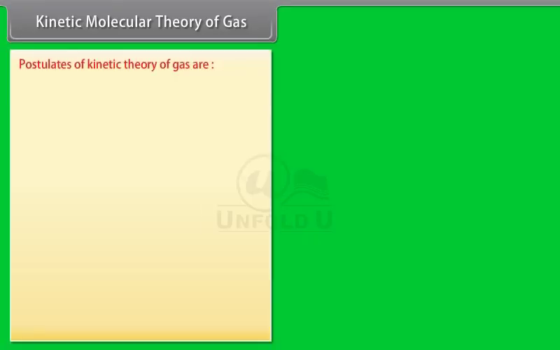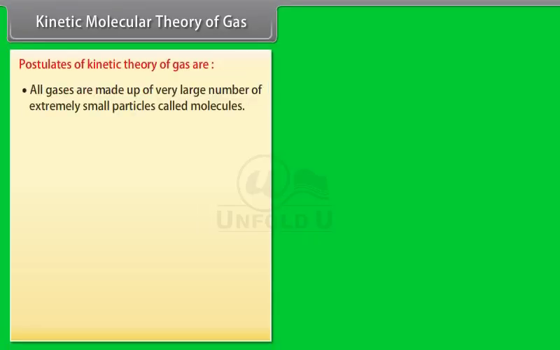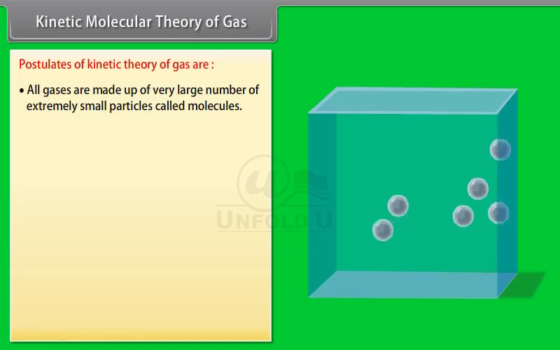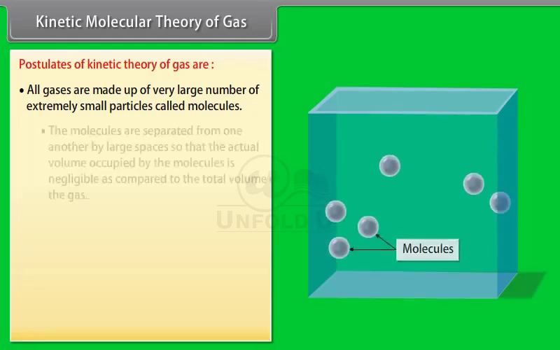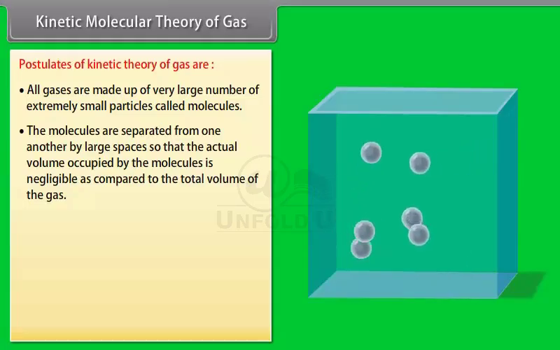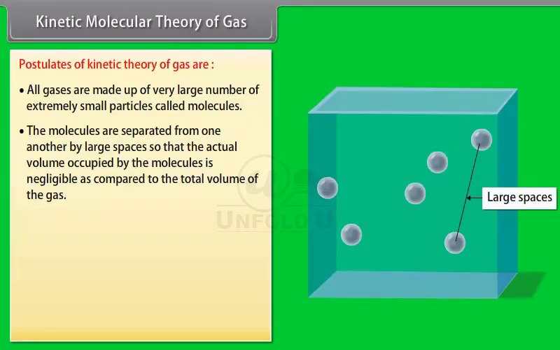Postulates of the kinetic theory of gas are: all gases are made up of very large numbers of extremely small particles called molecules. The molecules are separated from one another by large spaces so that the actual volume occupied by the molecules is negligible as compared to the total volume of the gas.